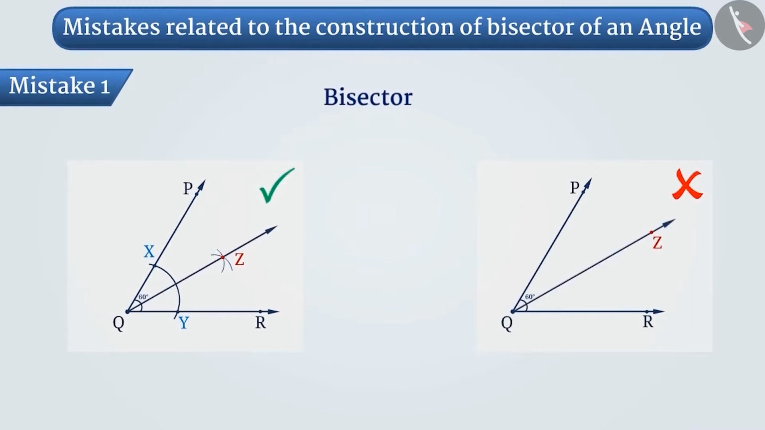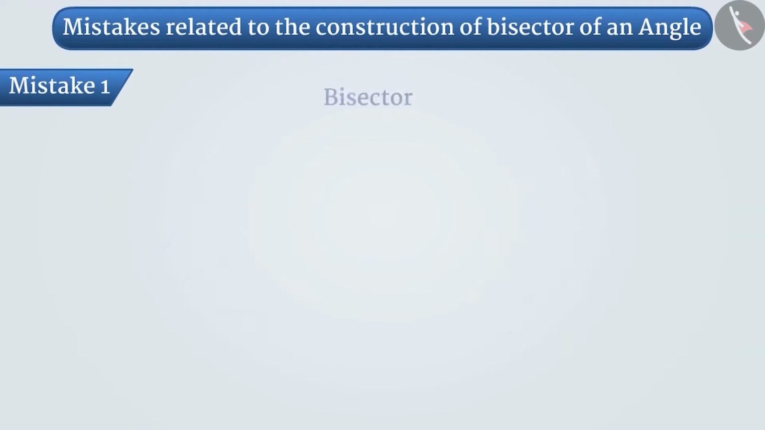They find it difficult to understand how to construct bisectors using compass. Therefore, they try to avoid using this method to find a bisector. It is important to have an understanding of the usage of compass to create bisectors.